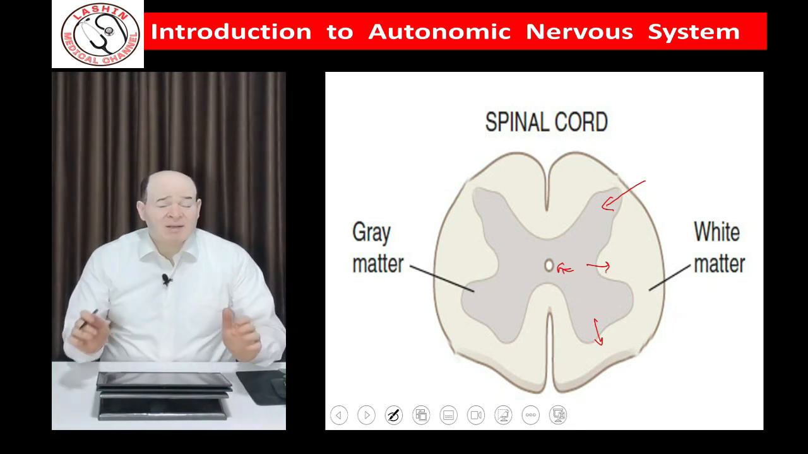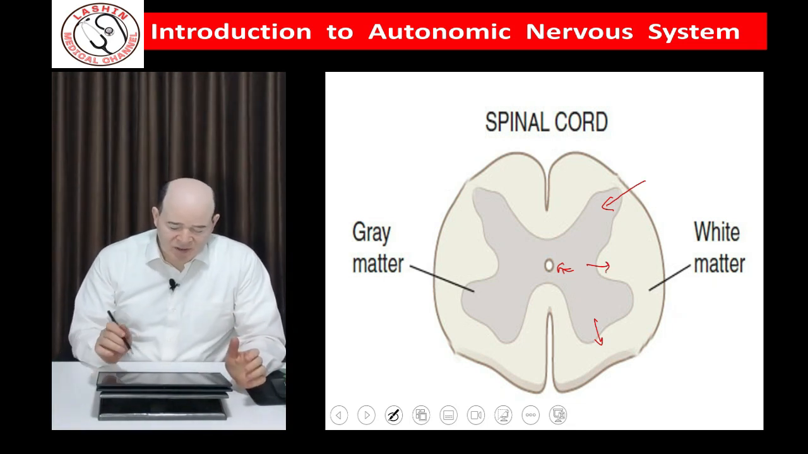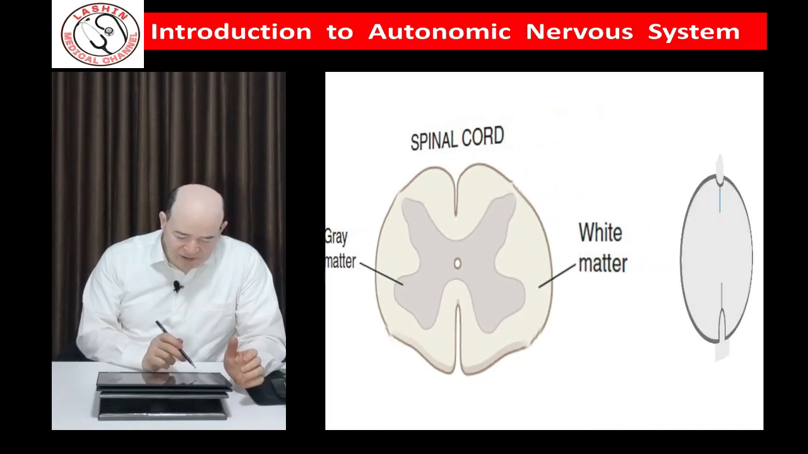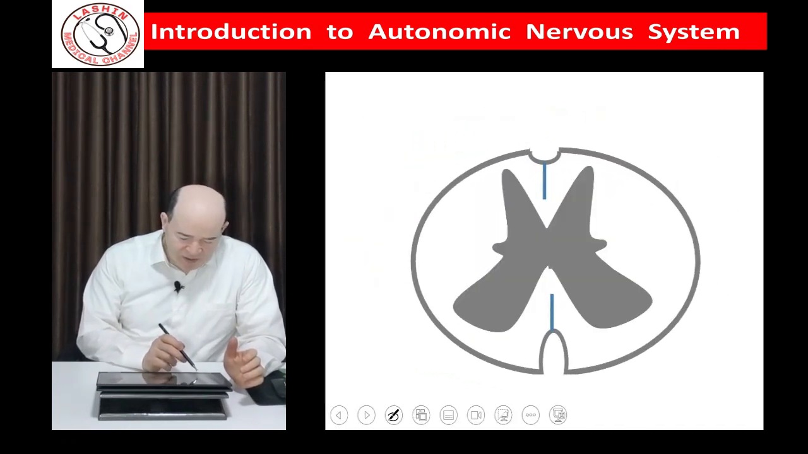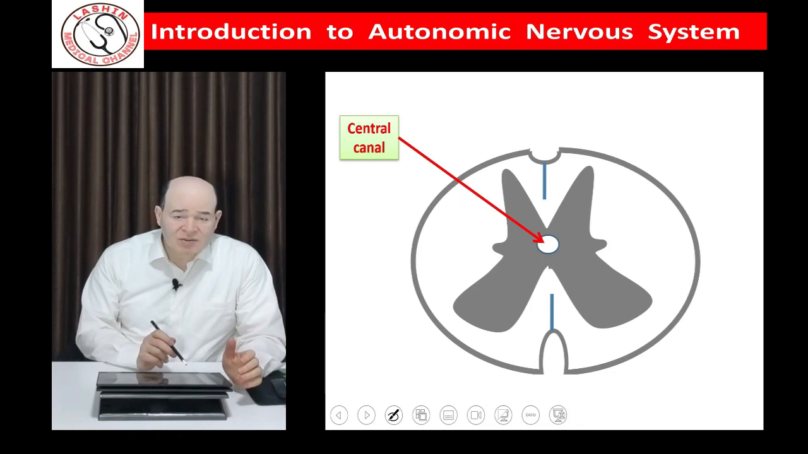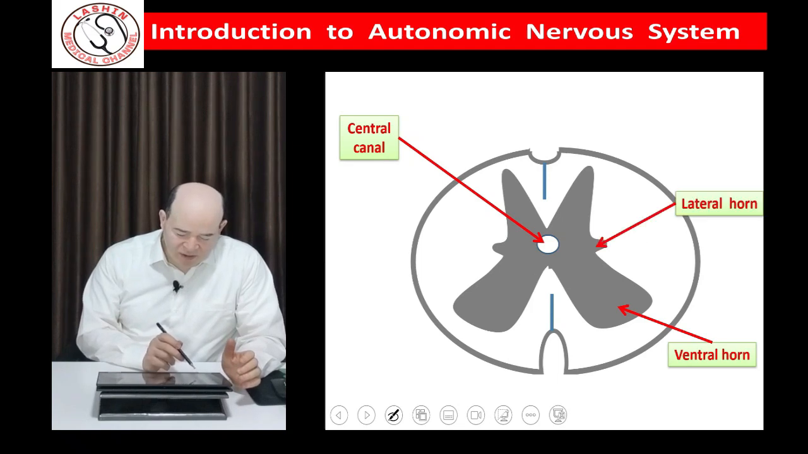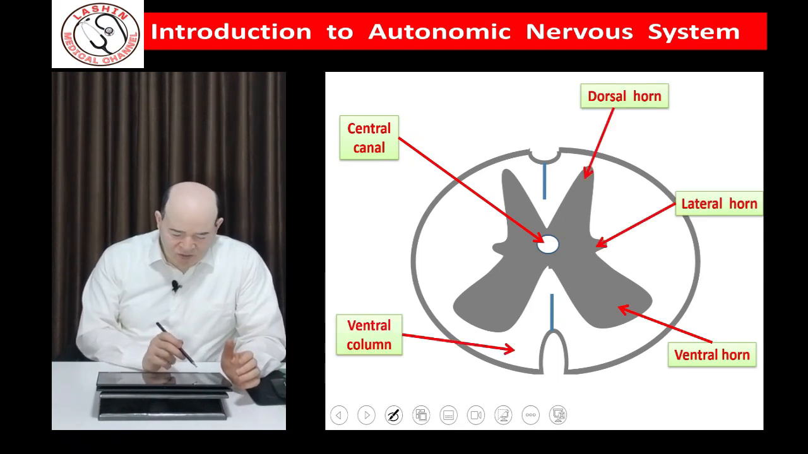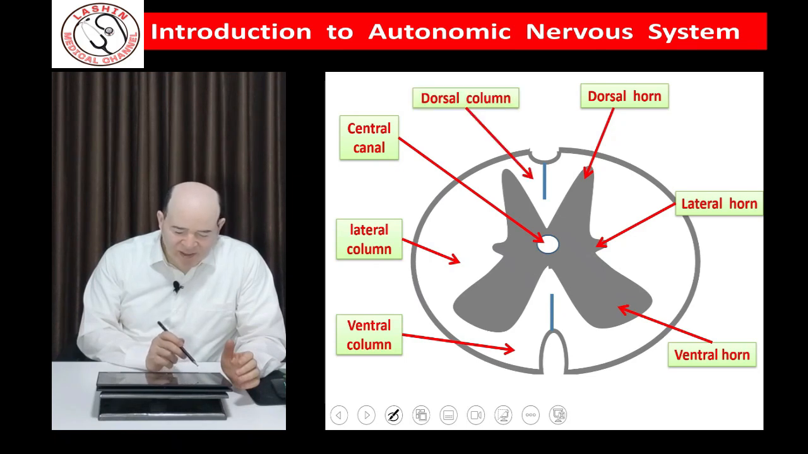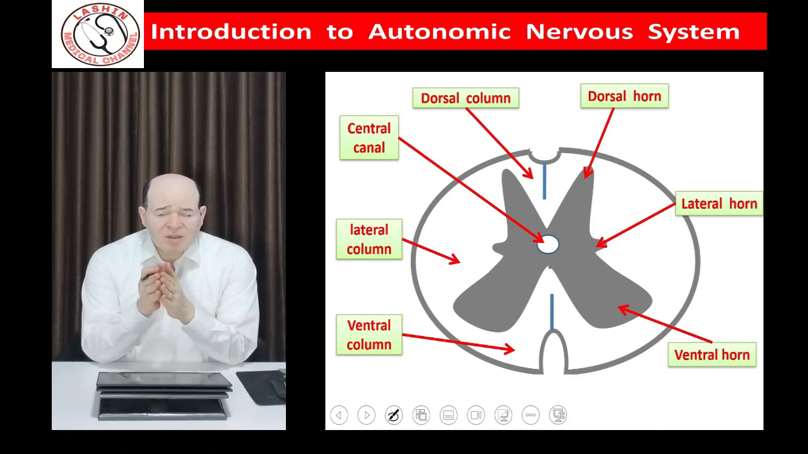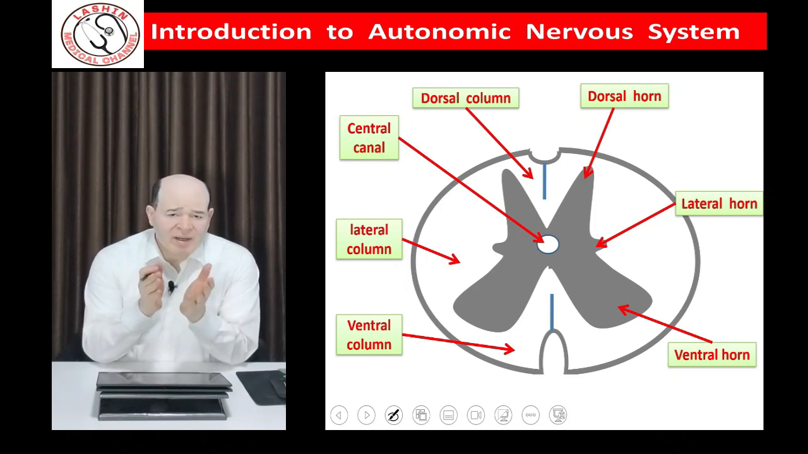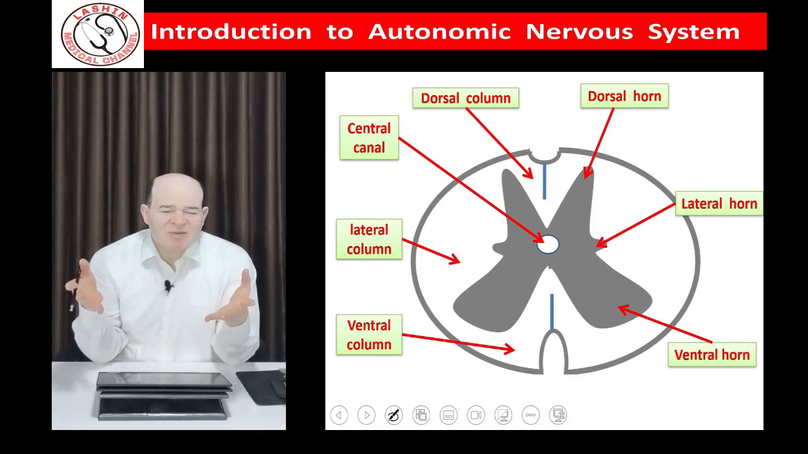Also surrounding this gray matter we have the white matter, which is divided into columns. To simplify its structure, again, this is the central canal surrounded by H-shaped material, consisting of the ventral or anterior horn, lateral horn, and dorsal horn. Also, the white matter is divided into ventral column, lateral column, and the dorsal column. Note that the nervous tissue may appear gray or may appear white. This depends on the presence or absence of myelin sheath.